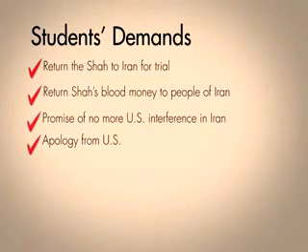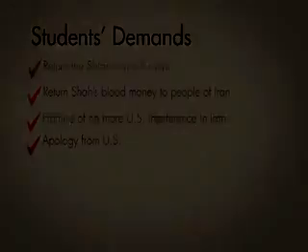The apology never came. But 20 years later, Secretary of State Madeleine Albright did acknowledge the U.S. role in Mossadegh's overthrow. So Khomeini took power in 1979 and instituted a government under Islamic law.